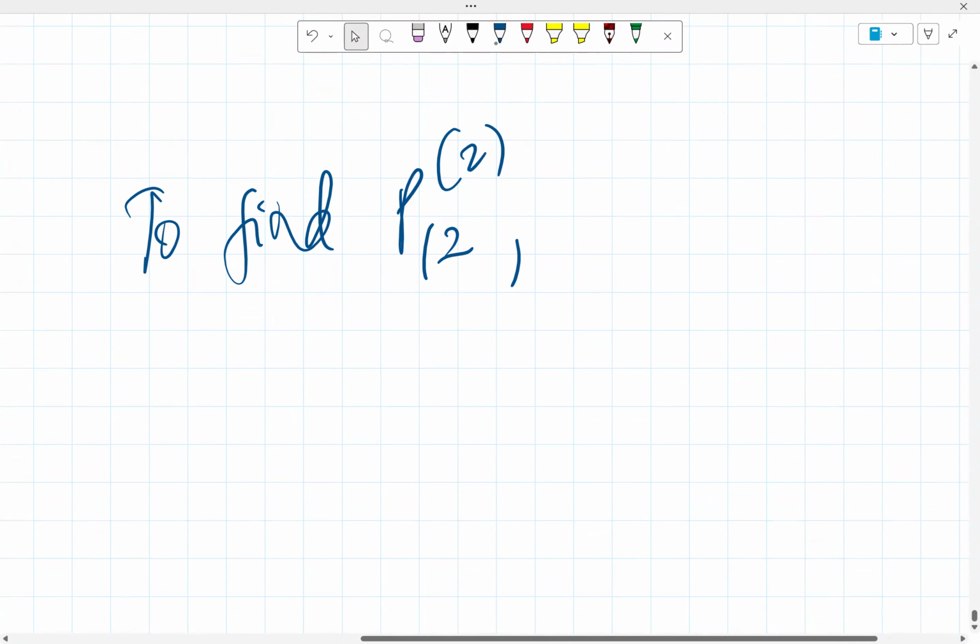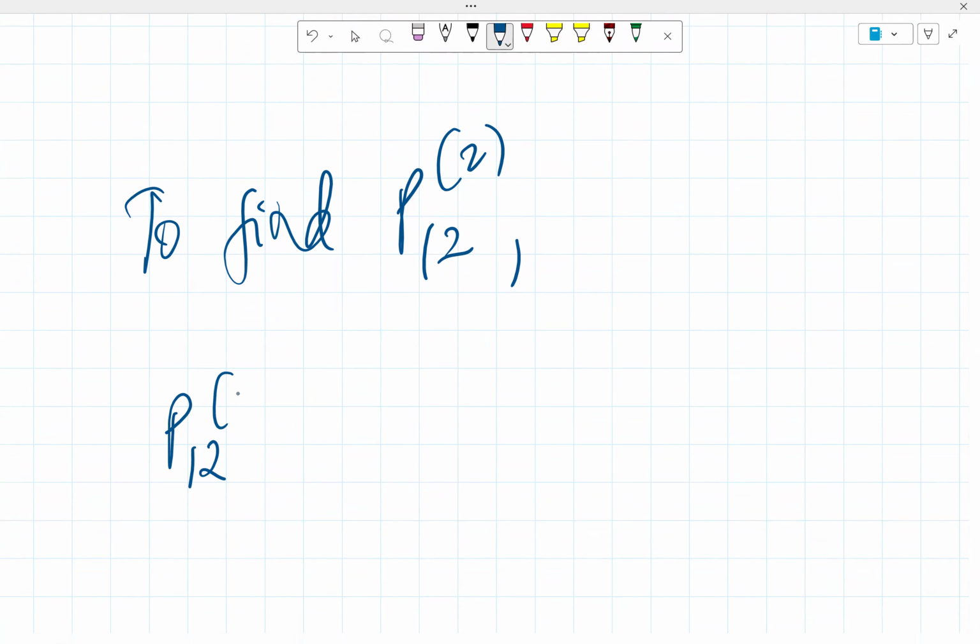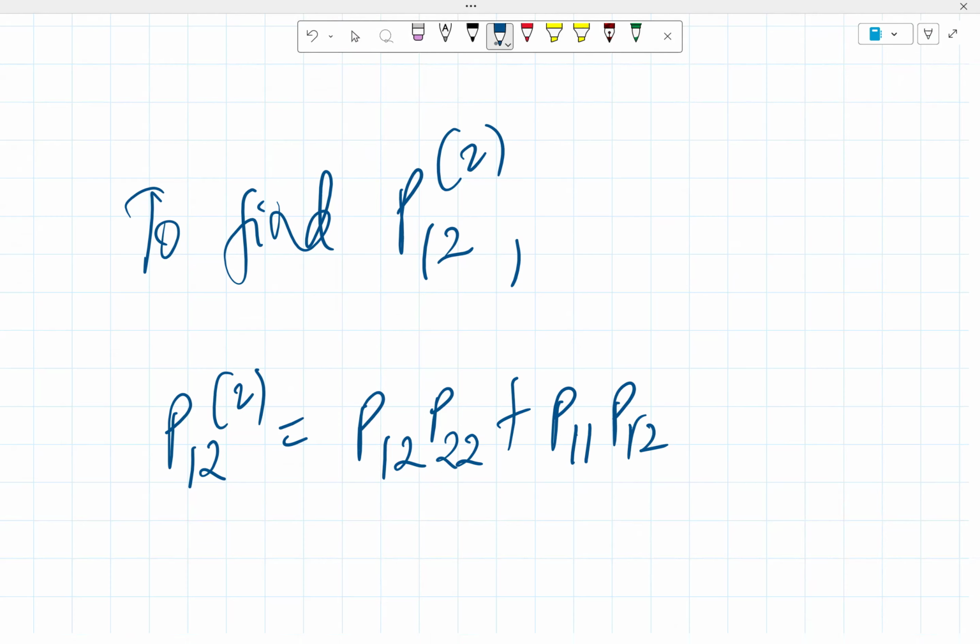Let's confirm that. To find that, P12 in two steps is simply P12 multiplied by P22, because 2 cancels 2 and we get 1, 2. Then plus P11 multiplied by P12. 1 cancels and we still get our P12. So just put all this together and sum up.